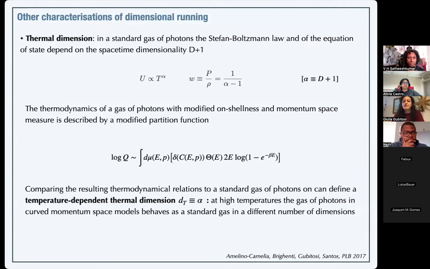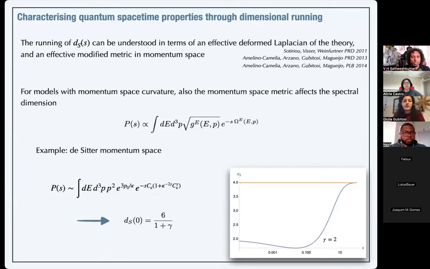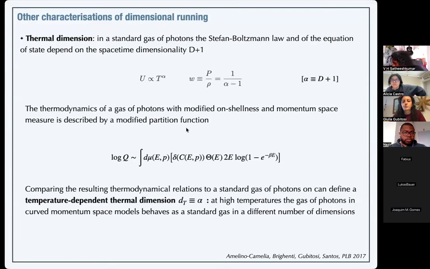Another question that one may ask is there anything else that this effective dimensionality can tell me? And for example, you can look at thermodynamics, because you know that thermodynamics depends on the dimensionality of the space-time where your gas lives. And in fact, what you find is that if you take your modified geometry of the Fourier space and your modified Laplacian, and you use the same modifications to describe the kinematical properties of a gas in four-dimensional spacetime, okay, you effectively get a thermodynamical behavior that is the one that a standard gas would have in a different number of dimensions.